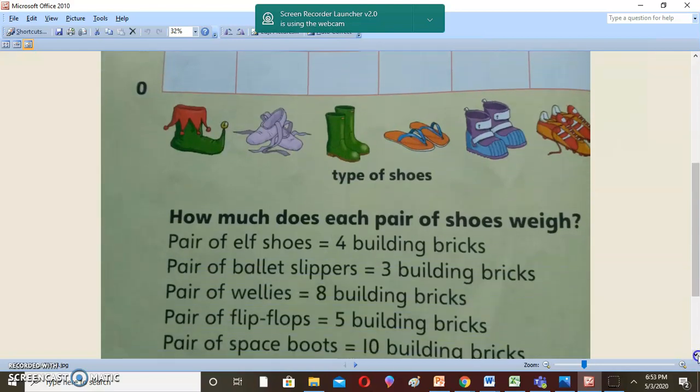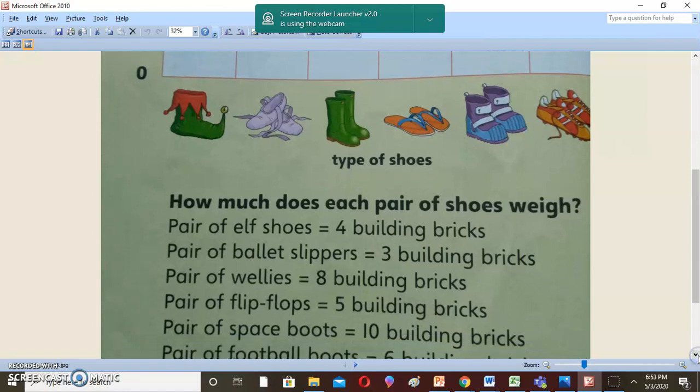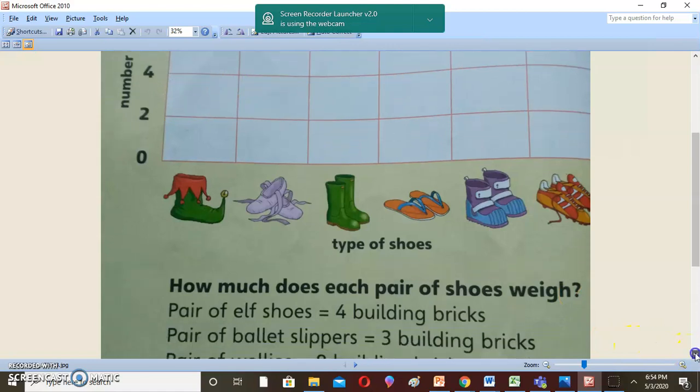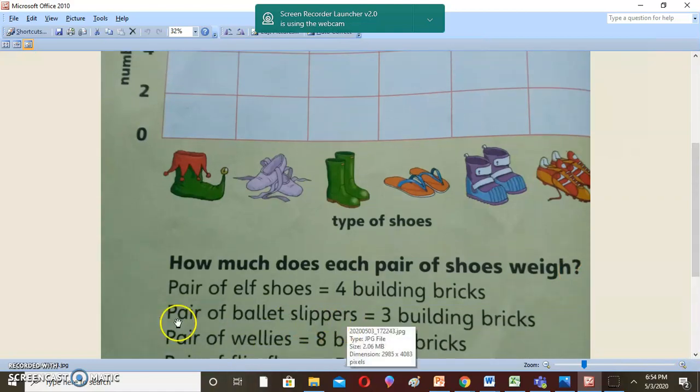So now let's check. You're going to use this to help you color the block graph. So how much does each pair of shoes weigh? Pairs, and then you check, okay? So we're going to start counting from here. This is 2, then 4, which means you're going to color from here up to where it represents the elf. Nice. Then you come back and check the ballet slippers. A pair of ballet slippers is 3 building bricks.